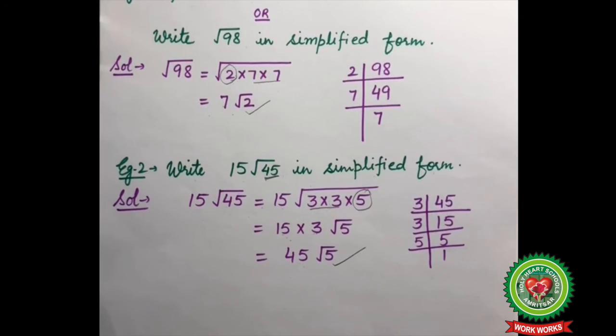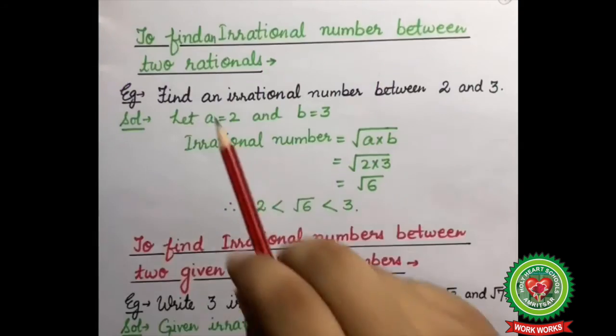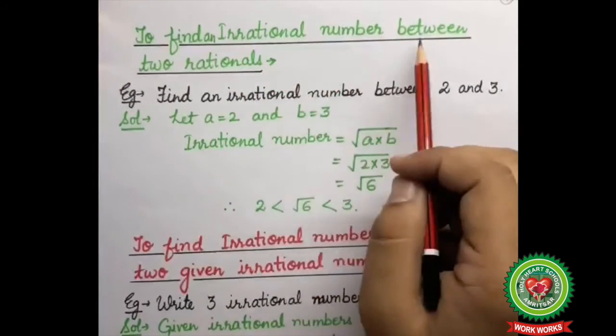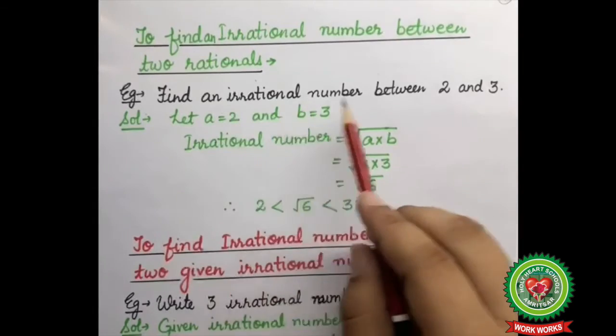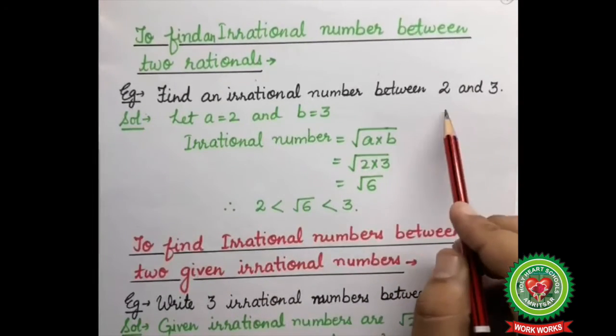So now students, let us discuss how we are going to insert an irrational number between two rational numbers and how we are going to insert an irrational number between two irrational numbers. First, to find an irrational number between two rationals. For example, find an irrational number between 2 and 3.